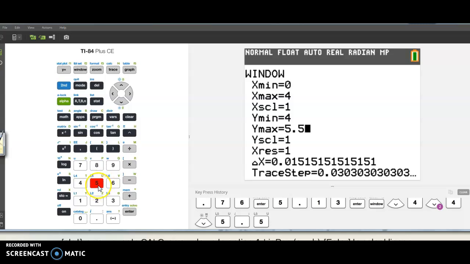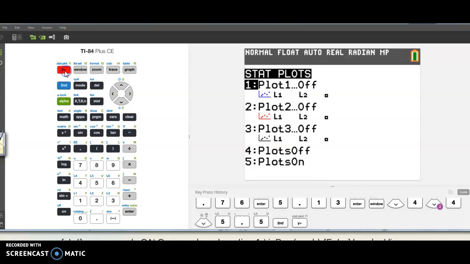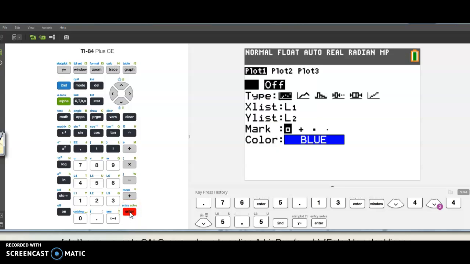But I do not have an equation, so the next thing I have to do is go to my stat plot and turn that on so that I can plot the data itself. So I'll use second and my Y equals. And you can see that all of my plots are off here. I'm going to click enter for plot 1, and I want to hit enter to turn it on.